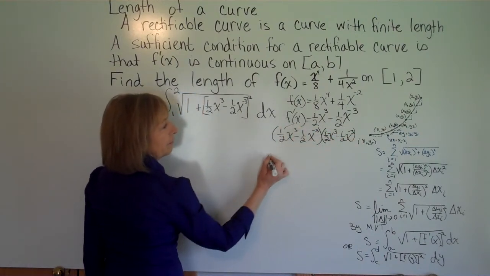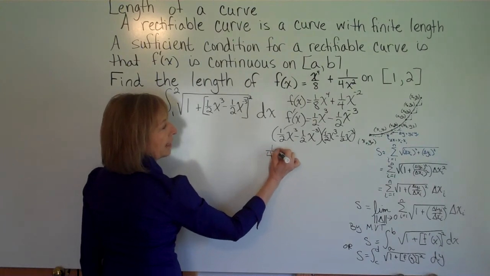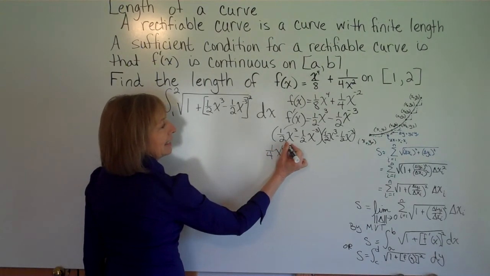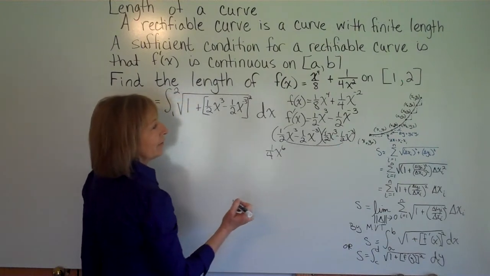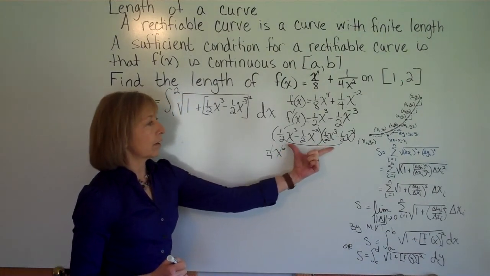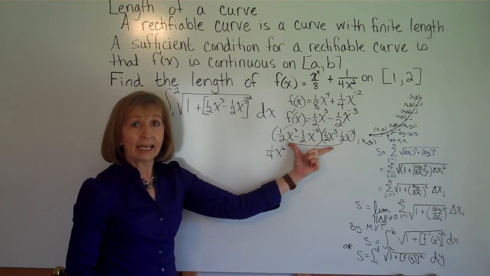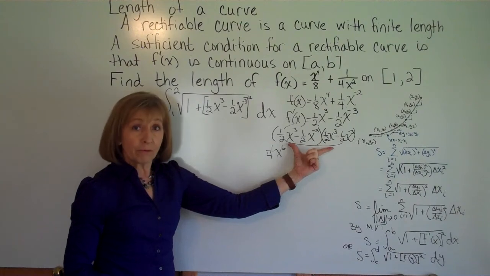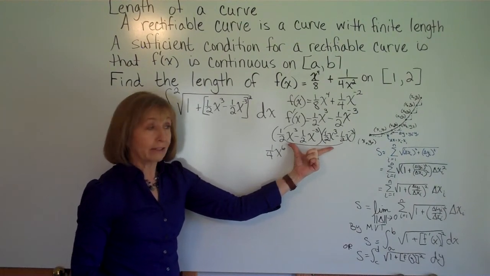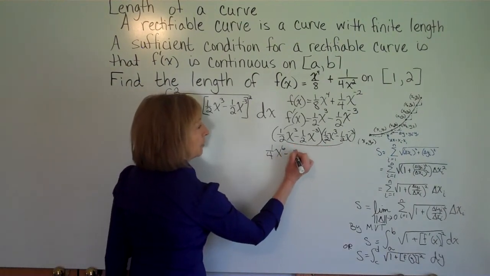Then that's going to give me 1/4 x to the 6th. Now I'm going to get a negative 1/4, and x to the 3rd times x to the negative 3rd is x to the 0. So I'm actually going to get a negative 1/4 x to the 0, which is just negative 1/4 for the outer terms.